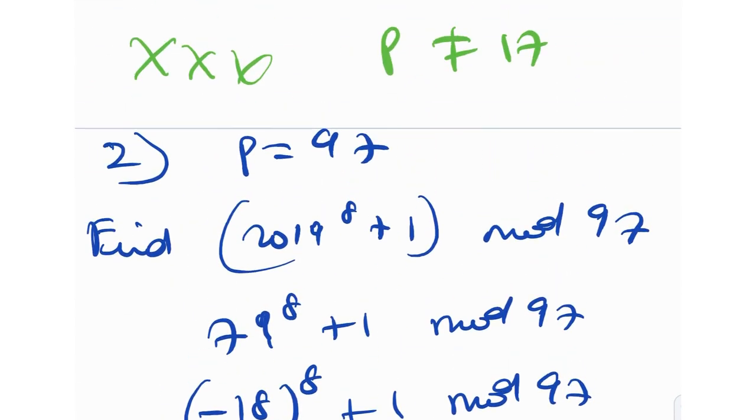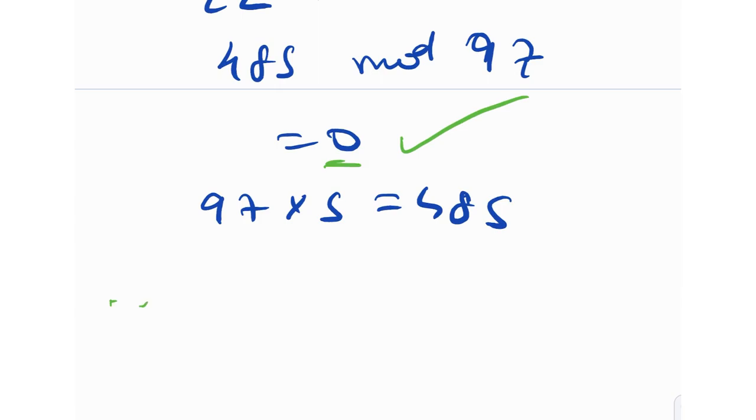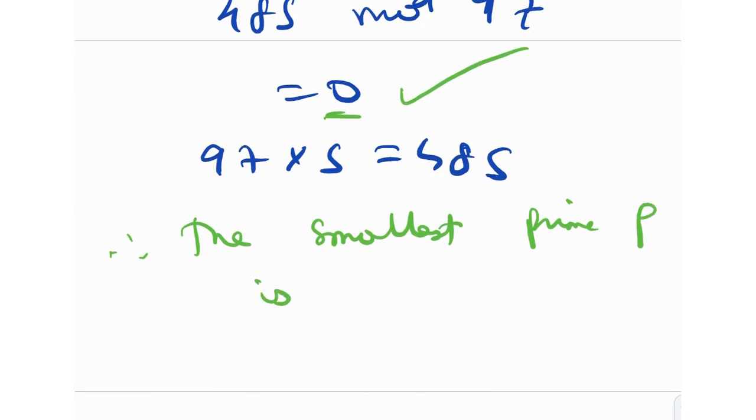We wanted it to be 0 mod 97, and we needed to find a prime P that divides it. We needed 0 mod 97, and we have received it. Therefore, the smallest prime P is P equal to 97, right? We have to find the smallest P that divides the given quantity. So quite an interesting question, right?